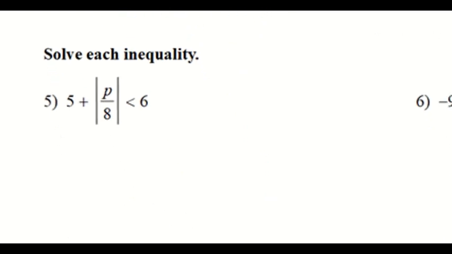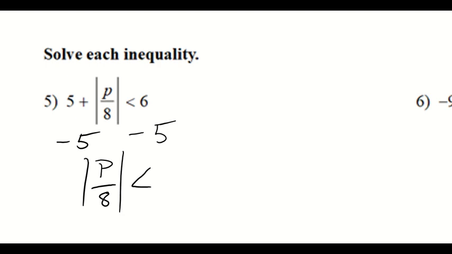Now, we need to work with absolute value inequalities. What we do here is first get the absolute value symbol by itself. So here we have to subtract 5 from both sides. So we have the absolute value of p divided by 8 is less than 1.